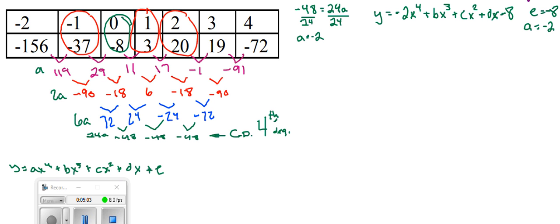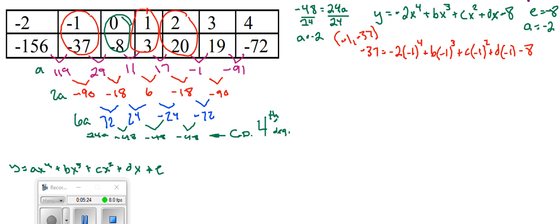Okay, so I'll start with the hardest one first. -1, -37. And we'll plug that in. -37 is equal to -2 times -1 to the fourth plus b times -1 to the third plus c times -1 squared plus d times -1 minus 8. Whew. Okay, it's long, looks complicated, but it's really not that bad because -1 to the fourth is just 1, which leaves -2.